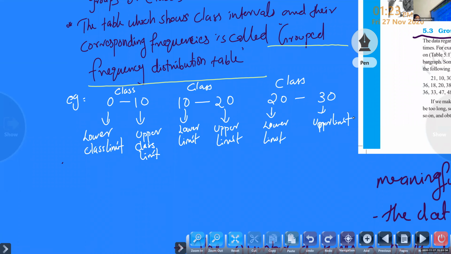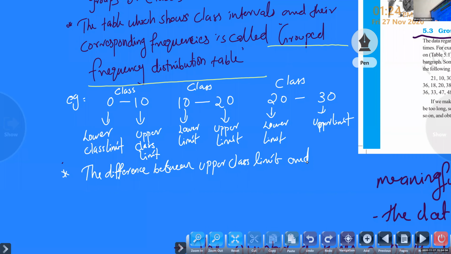The difference between the upper class limit and the lower class limit is called the class width, or class size.